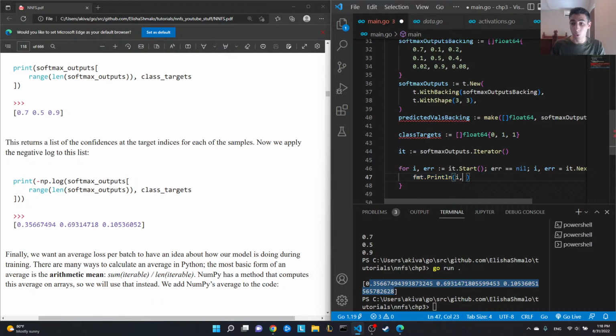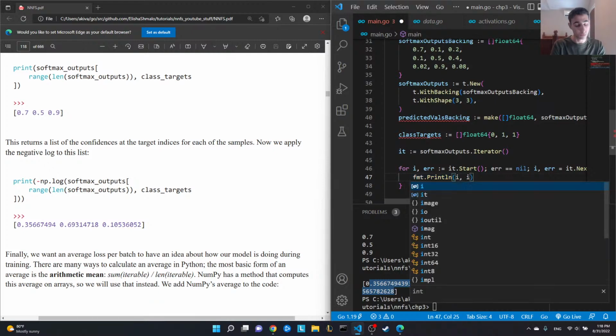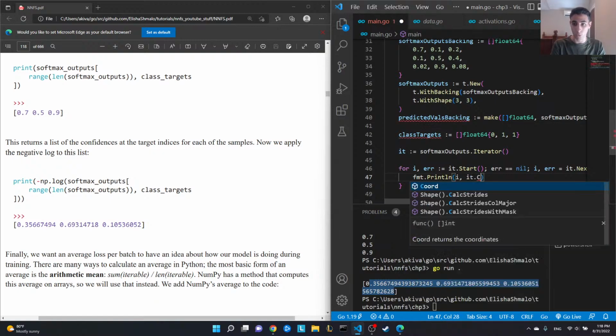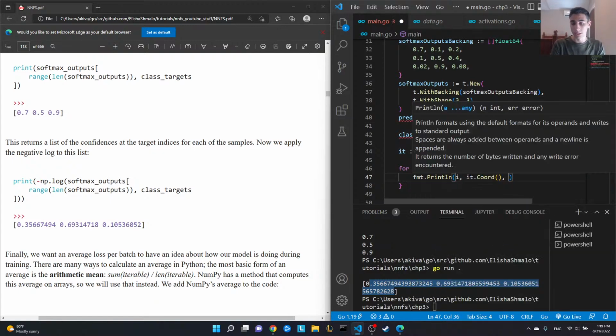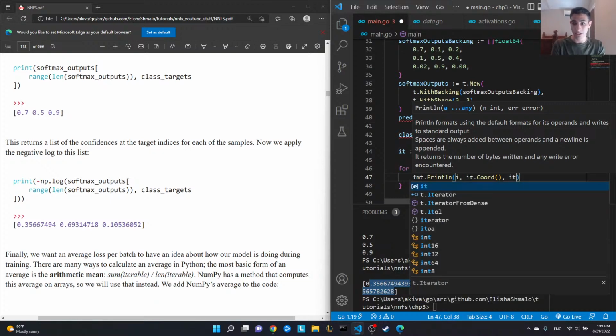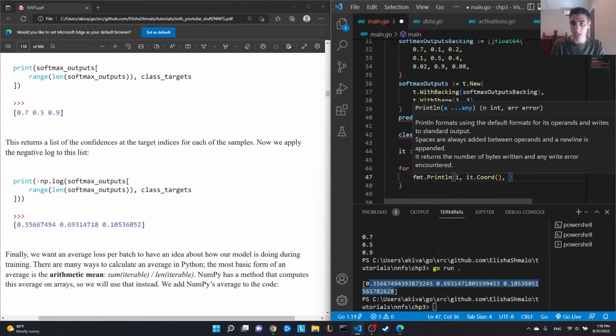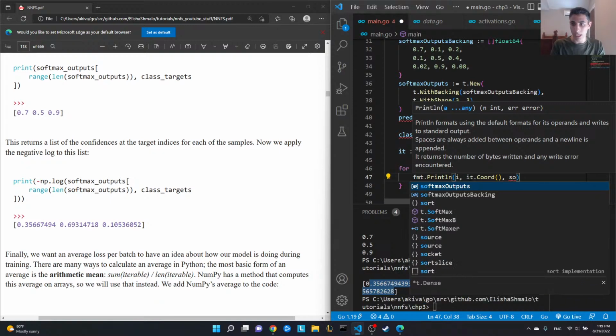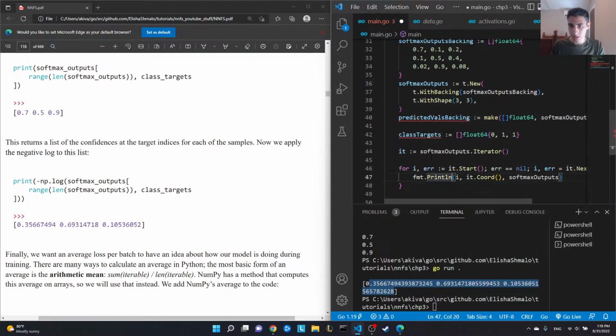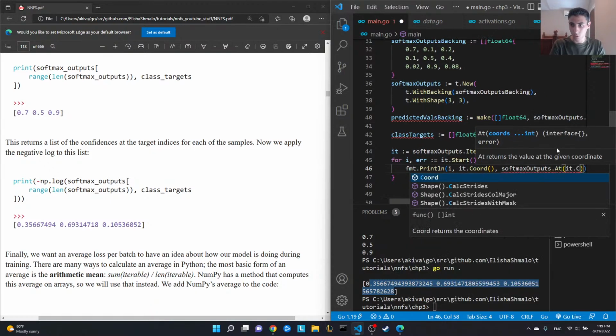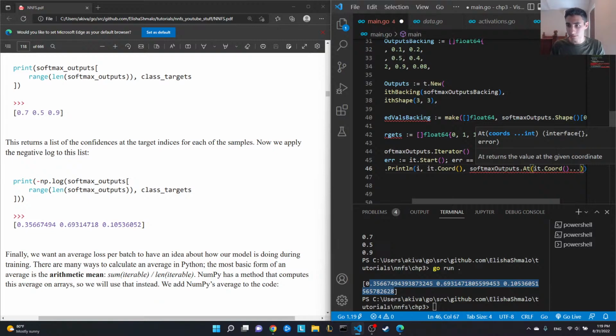One thing that we're going to need is the coordinate. Like, what is the coordinate that we're currently looking at? The way to get that is it dot chord. And then we can actually get the actual value. So let's say, I'm sorry, not it, but we'll say softmax outputs dot at it dot chord.